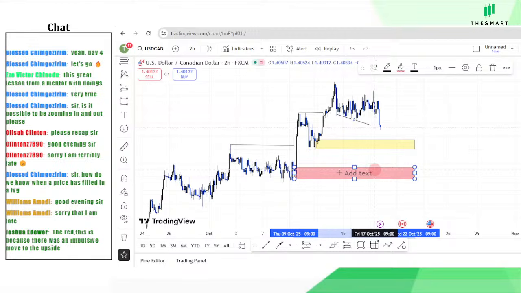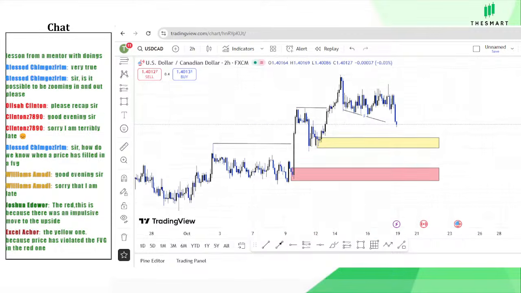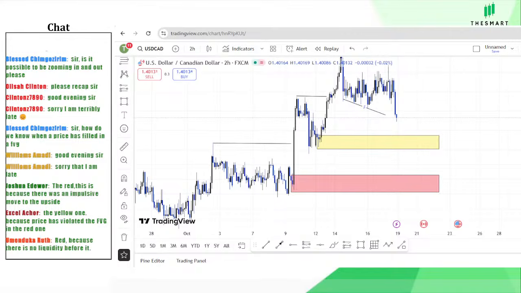Okay, so Joshua said the red one, because there was an impulsive move to the upside. Excel said the yellow one because price has violated the fair value gap in the red one. Excel, please look at the chart. Maybe you're not zooming out properly, or my screen is not visible enough for you. Okay, Ruth said the red because there is no liquidity before it.